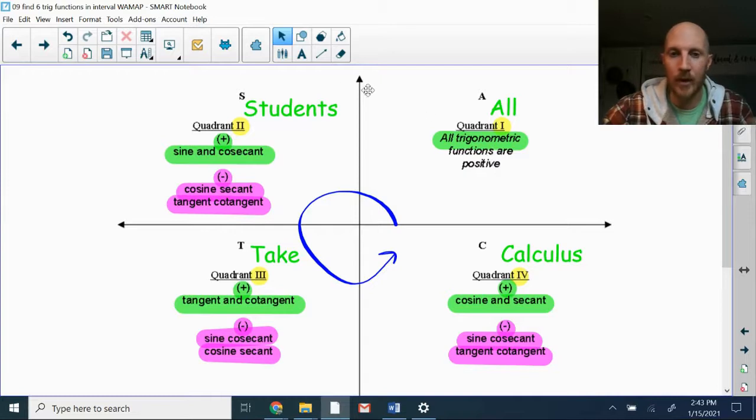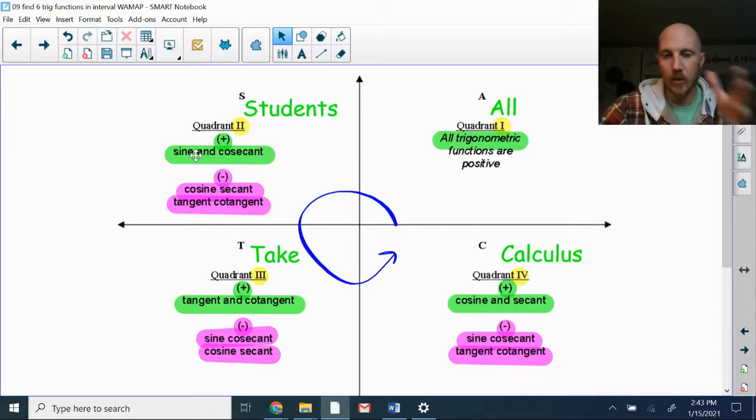Continuing around counterclockwise, the next quadrant we come to is the S in our acronym, all students, and that S stands for sine. Sine is positive. This is quadrant 2. Sine, we remember, refers to the y coordinate. And in quadrant 2 on a graph, you can have negative x but positive y coordinates because we've still gone up from the x-axis. Sine will be positive.